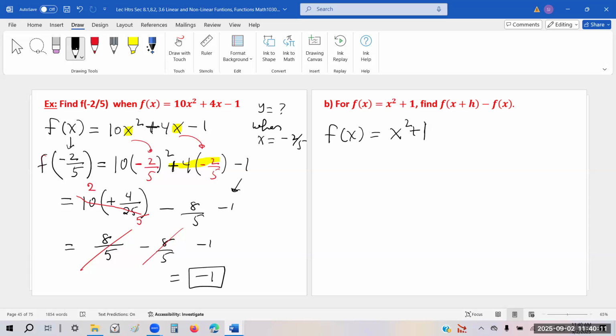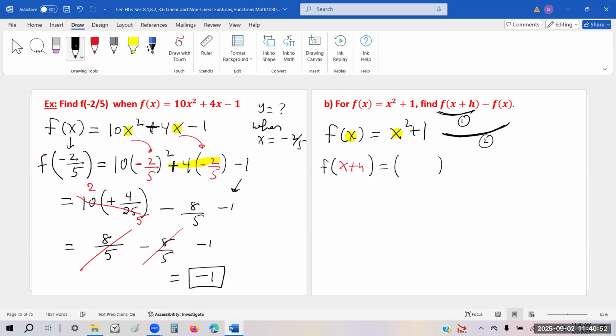That means we have to do 2 things here. 1, figure out what is f of x plus h. Once you figure that out, then you're going to do the subtraction. You're going to subtract your original function from that result. So this is part 2. We are going to find f of x plus h. Every x you see, you replace with x plus h.